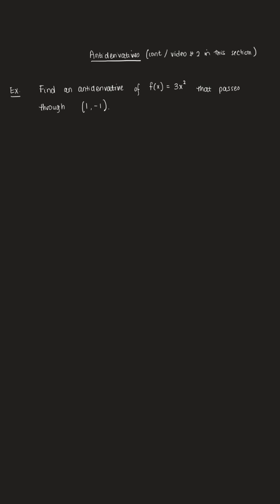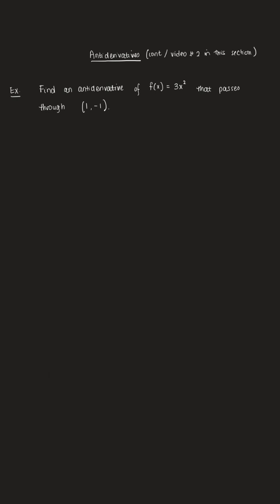Okay, so we're going to continue our exploration of antiderivatives, and our first example will be we want to find a particular solution, a particular function whose derivative is 3x squared that passes through the point (1, -1). So we want to find an antiderivative, a very specific one, whose derivative is 3x squared, that passes through (1, -1).